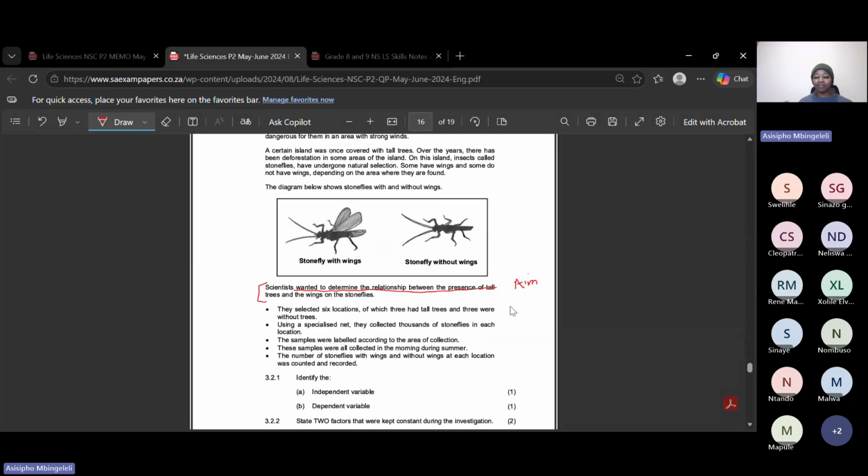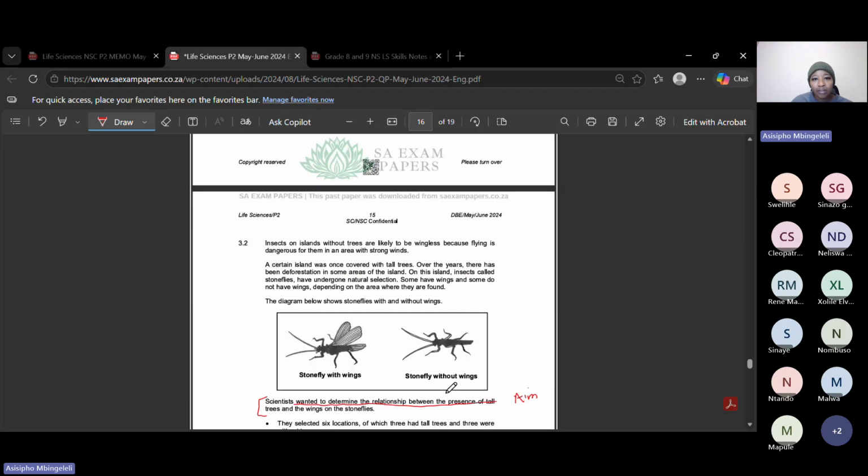But most of the time, they use the word effect. They wanted to determine the effect of this on that. Now, what do you have here? This will be a different one, and I will explain it tomorrow. They speak about the relationship between the presence of tall trees and the wings of stoneflies. The factor that is mentioned first will always be your independent variable. It doesn't matter how difficult the investigation is, because the first question you have is identifying your variables. You cannot fail to identify your variables.